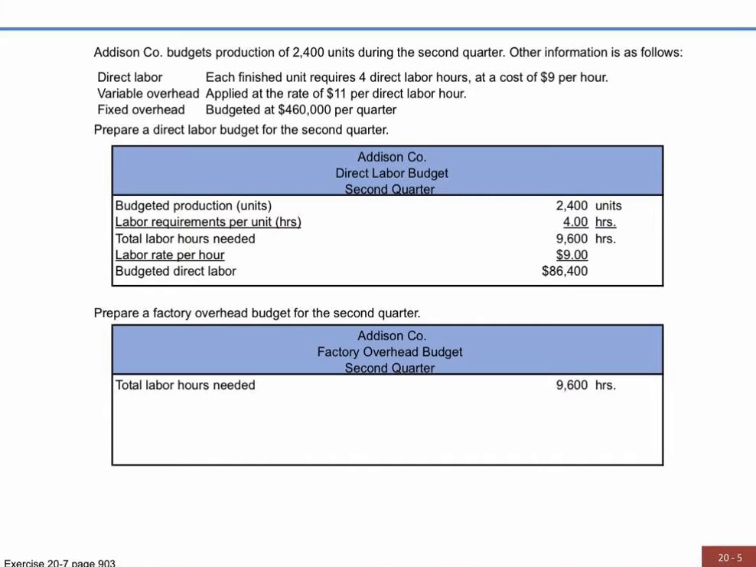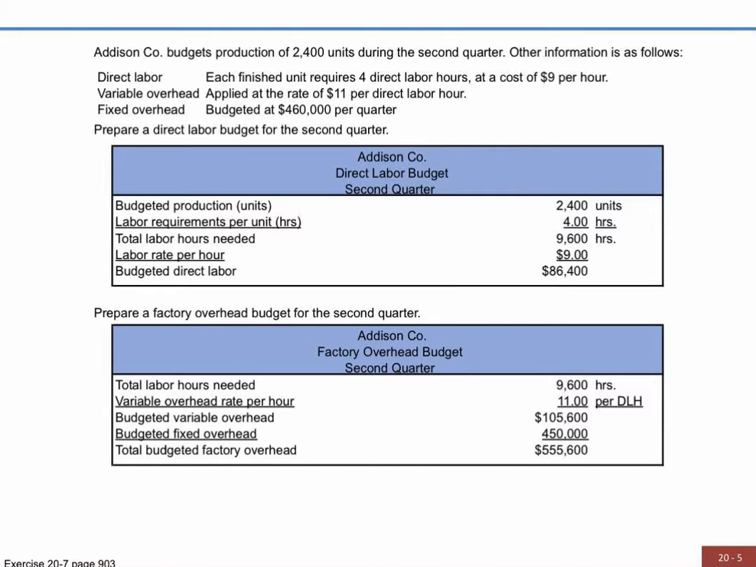And for the variable amount, we're going to have $11 per direct labor hour. So we'd multiply 11 times the 9,600 to get 105,600. Now keep in mind that's only the variable overhead for the budget. We're also going to have 460,000 that's going to be what we have for a fixed overhead component.